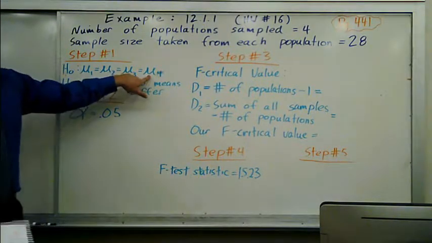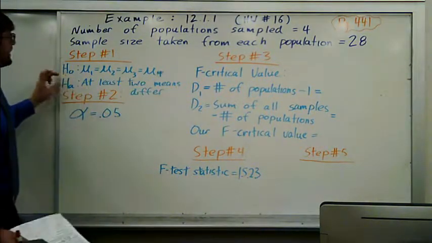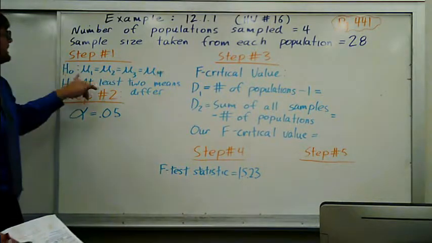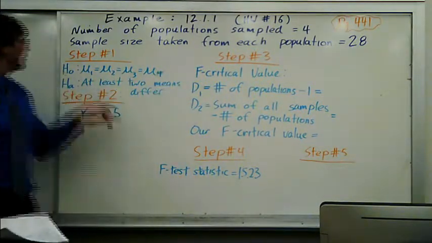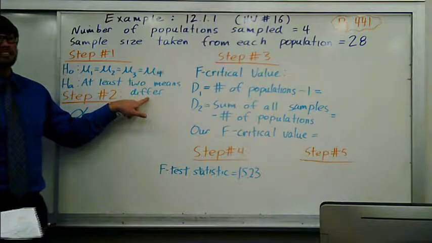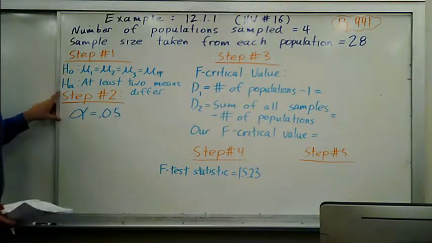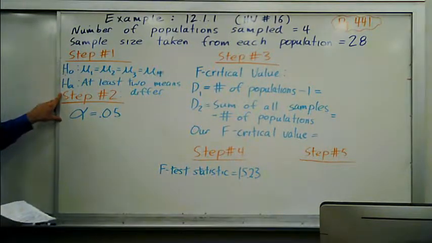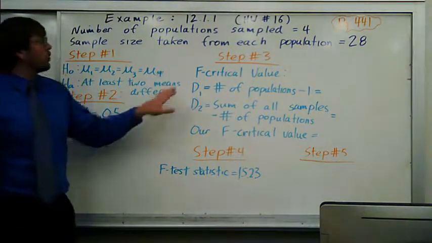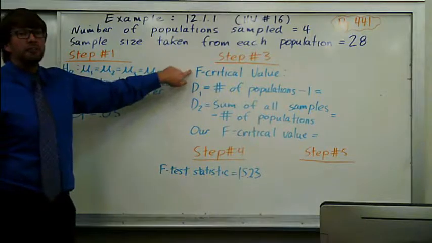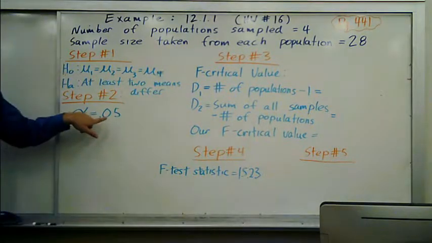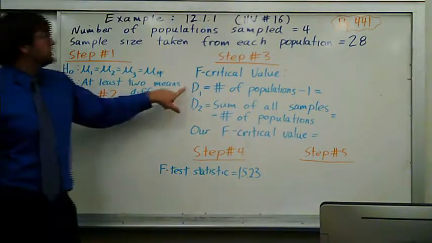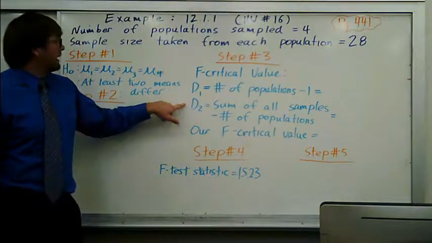4 of the population means are equal. And then the alternative hypothesis isn't that none of the 4 are equal, it's just that at least 2 of the means differ. We're also told to test this at the 5% or 0.05 significance level. So once again, this is based on an F critical value, which is based on your significance level and 2 different degrees of freedom.